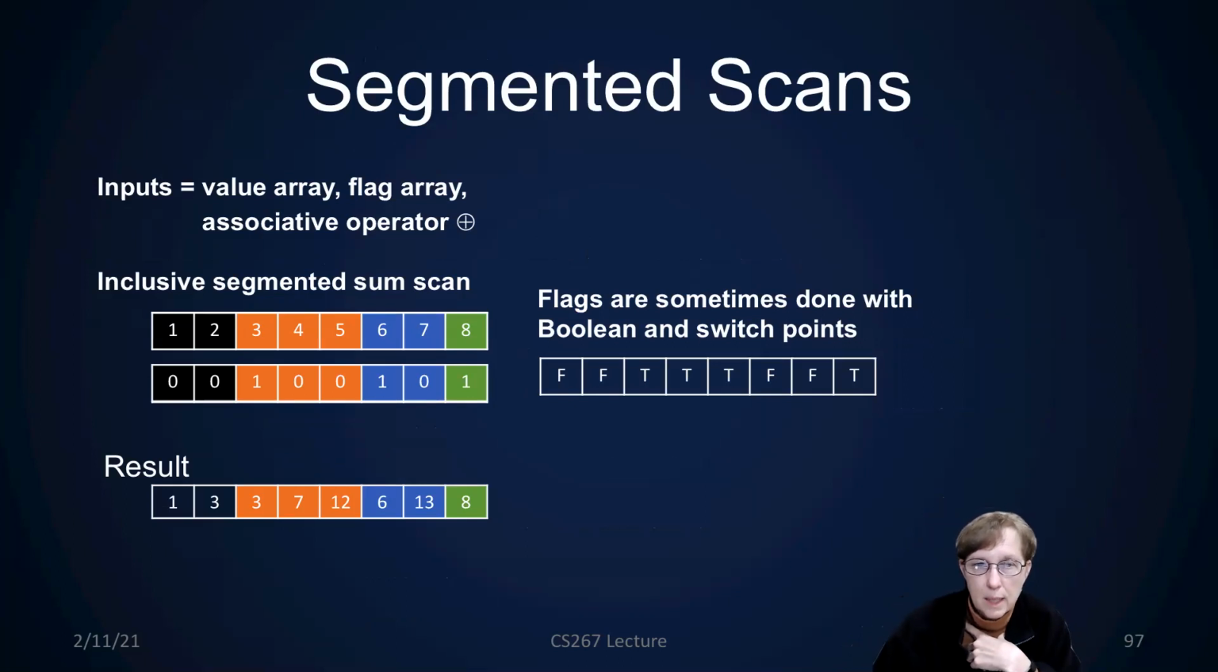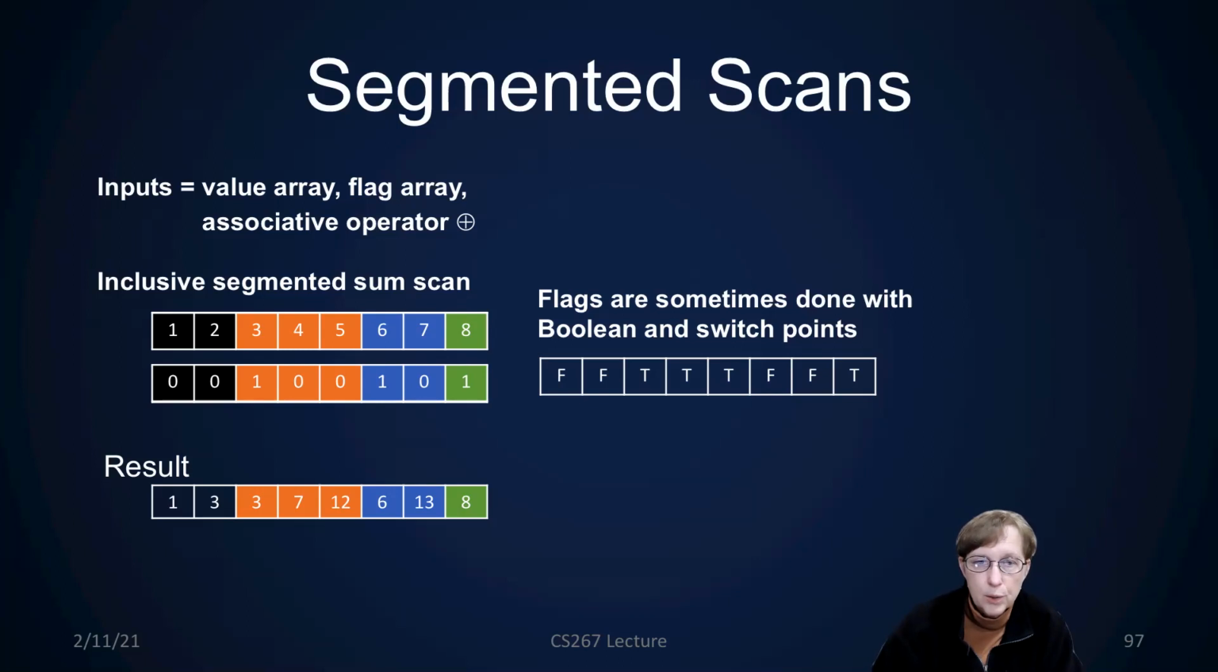So we're going to take as input some value array that we want to do our segmented scan on, some associative operator that we're going to do the scan with, and then a flag array that can be stored in various formats. I've shown it here with Booleans, false and true. It could be ones and zeros. It depends on your language, but all of them are roughly equivalent, or maybe just a 1 at each one of the positions where the flags change state.